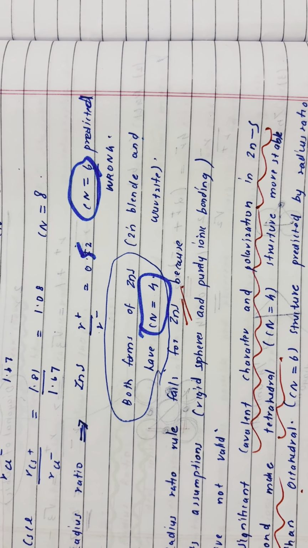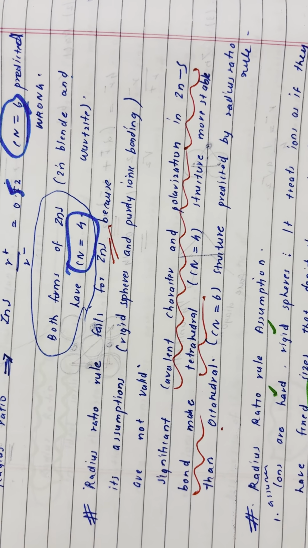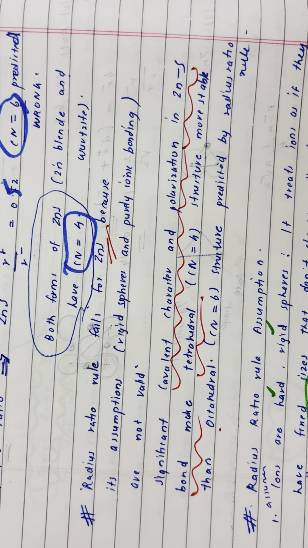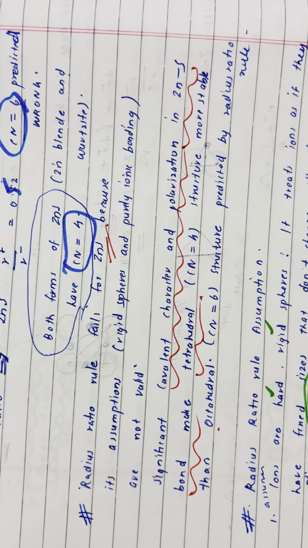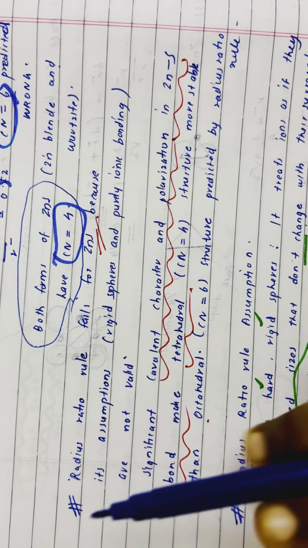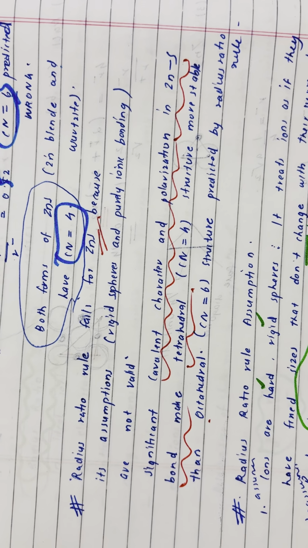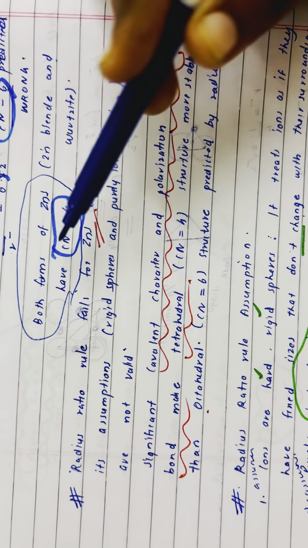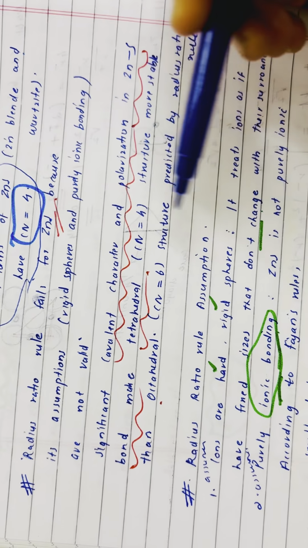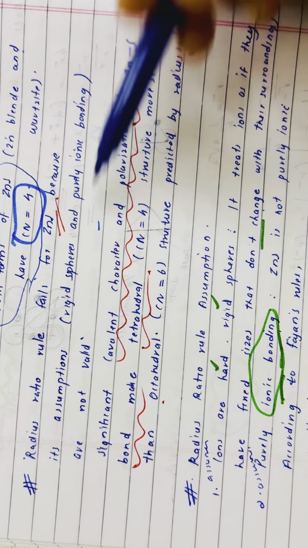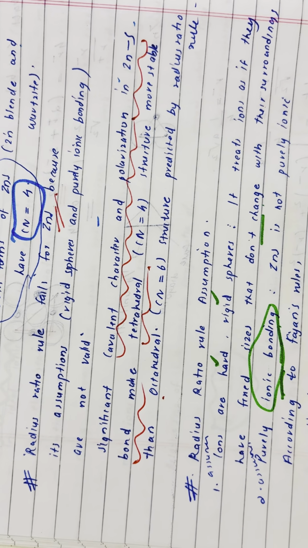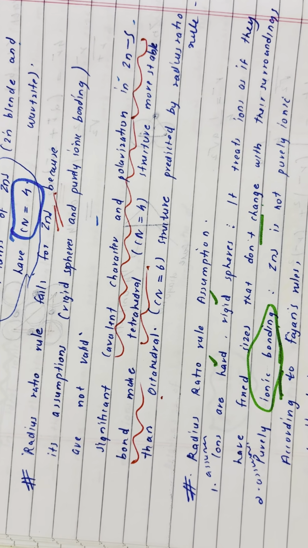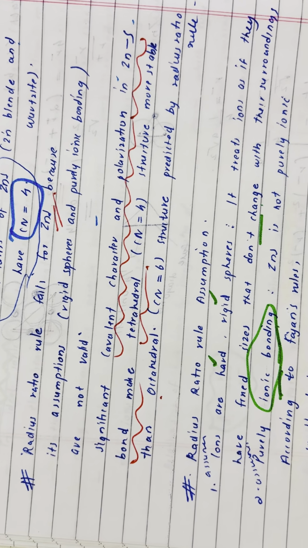This is because of the covalent nature of zinc and sulfide. So this is the point where the radius ratio rule fails, where the assumptions are not correctly followed. Many assumptions were there. Zinc sulfide failed because of the covalent character and polarization of the zinc sulfide bond, which makes tetrahedral more stable than octahedral as predicted by the radius ratio rule.